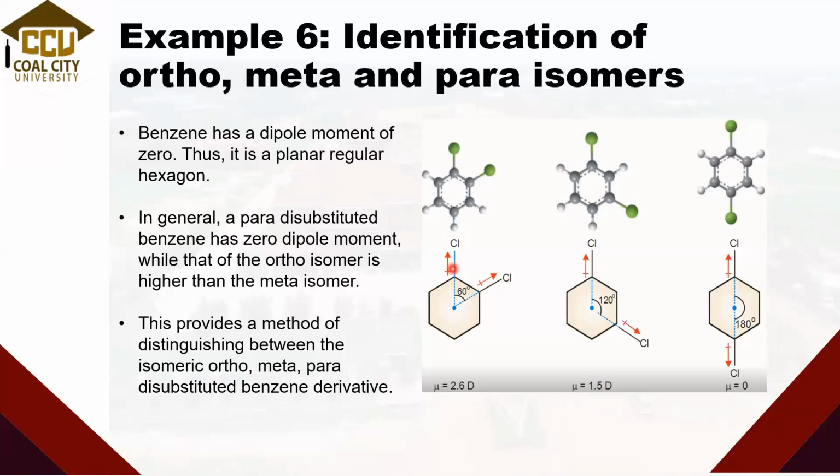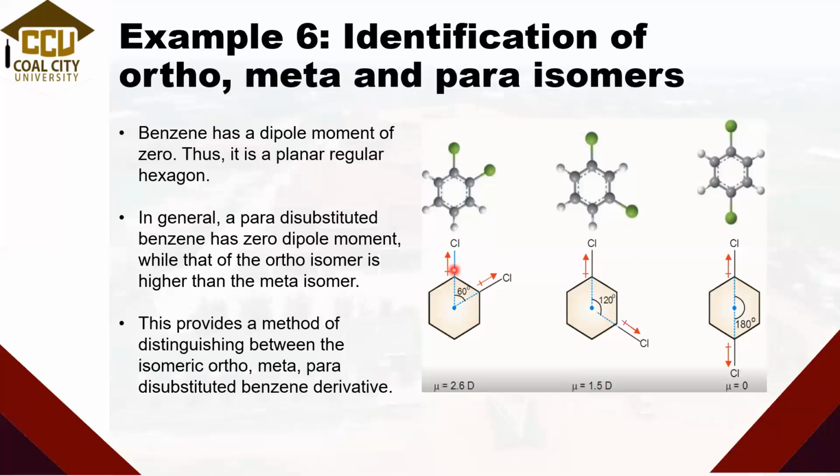Para up here, ortho, meta, para. So the one here will be the same as the one here. If this is meta, this will also be meta. If this is ortho, this will also be ortho. So that is how we name the various carbons in benzene.